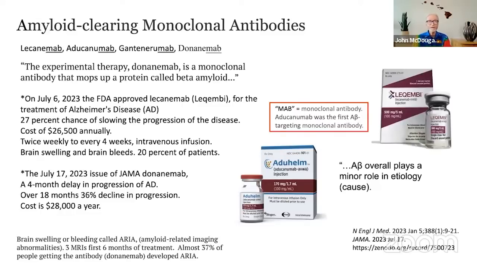So they saw at best a 4-month delay in progression. And over 18 months, there was a 36% decline in progression. All right, 27, 36%. Keep those numbers in mind. Cost, similar, $28,000 a year. But in this case, 37% of the people treated had problems that they refer to as amyloid-related imaging abnormalities. In other words, brain damage, swelling, bleeding of the brain from the drug.